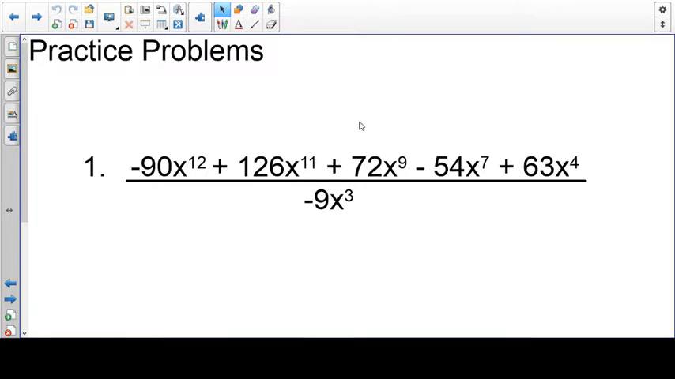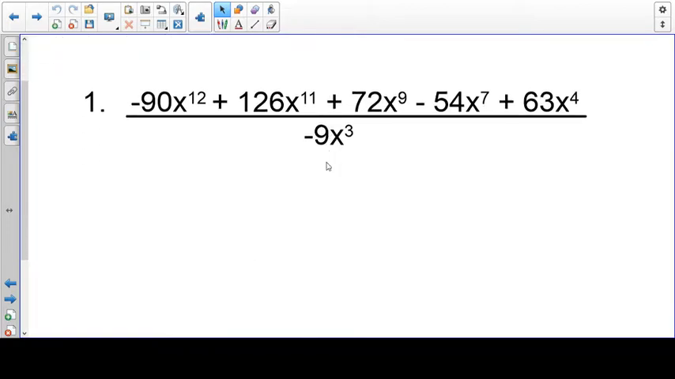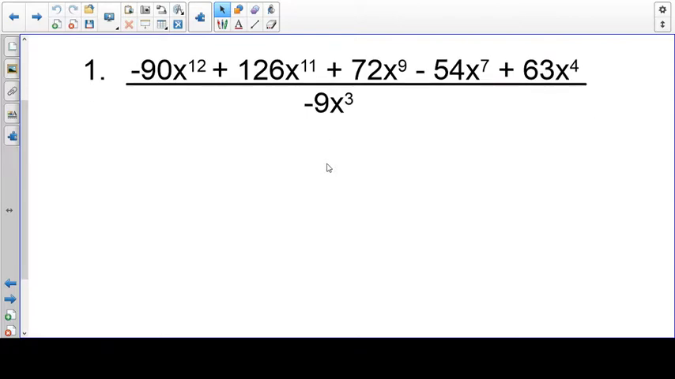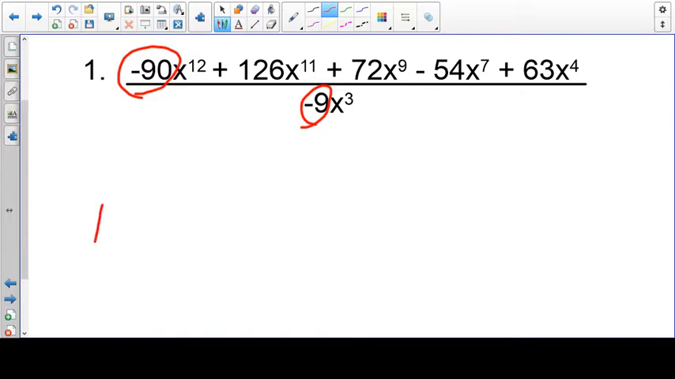So here's some problems we're going to do together. For each of these parts, we're going to work through a part at a time. I will work and make sure I explain everything. Let me know if you have questions. So those first two things that we said we're going to do were to divide the coefficients. So I'm going to take negative 90 divided by negative 9 in my calculator. And that's going to give me a big old 10.